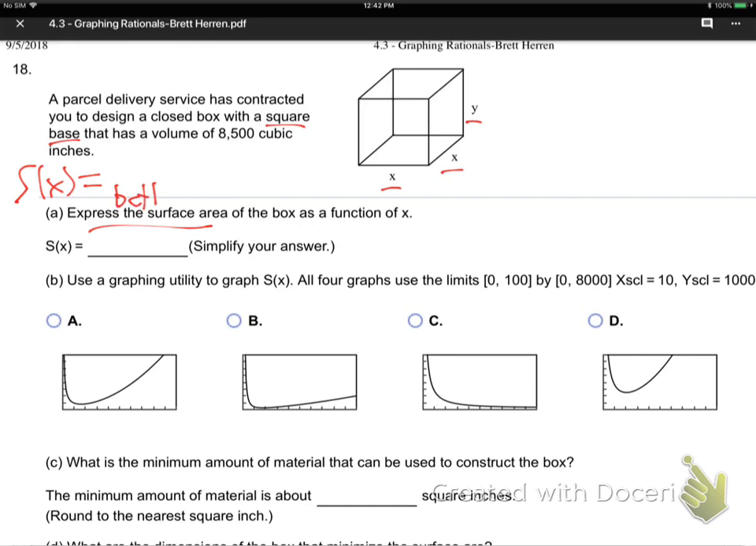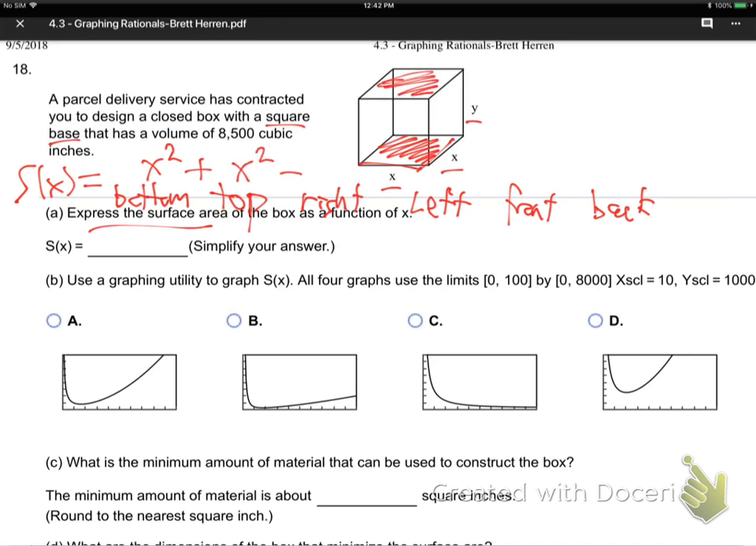So bottom. We're going to have the bottom and the top. Then we're going to have the right and the left. And then we're going to have the front and the back. 6 sides. So what's the formula for the area of the bottom? Here's the bottom. What's the area of that bottom? How do you find the area of a rectangle? One side times the other. So x times x, x squared. Good so far? What's the area of the top? Same thing. Top and bottom are the same. Another x squared. So we got the top and bottom.